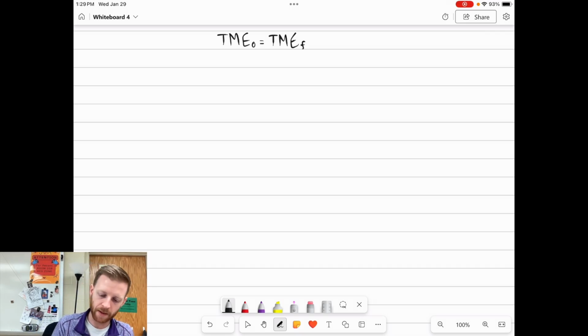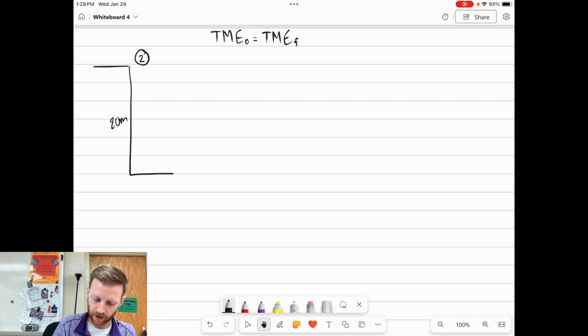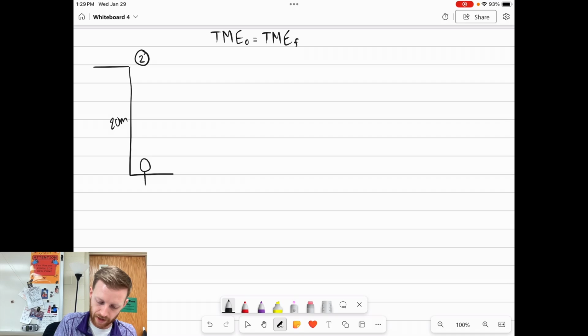So let's look at a ball that we are simply going to drop off a cliff. Here is my cliff. Here's my ball. The ball is going to have a mass of 2 kilograms. It's going to be on top of a 20-meter tall cliff, and we're going to drop it. Our goal here is to figure out, when it gets to the bottom, what is its final velocity? So that's our goal for this problem: a 2 kilogram ball falls 20 meters. How fast is it going at the end?